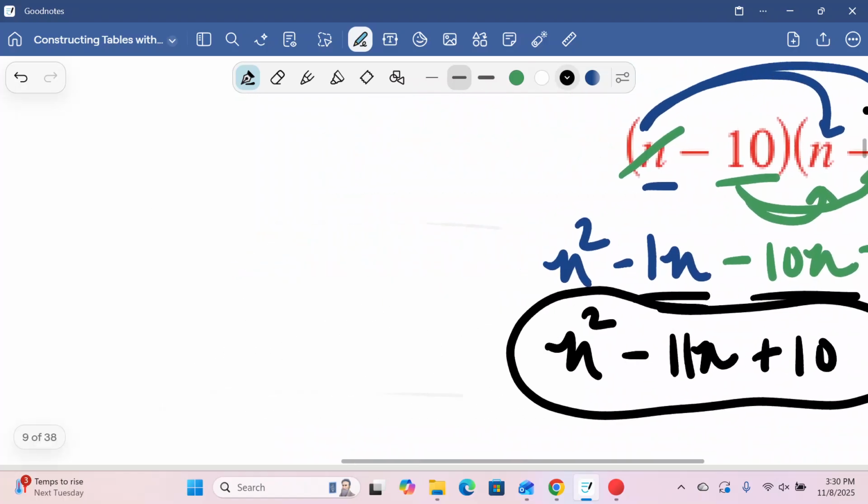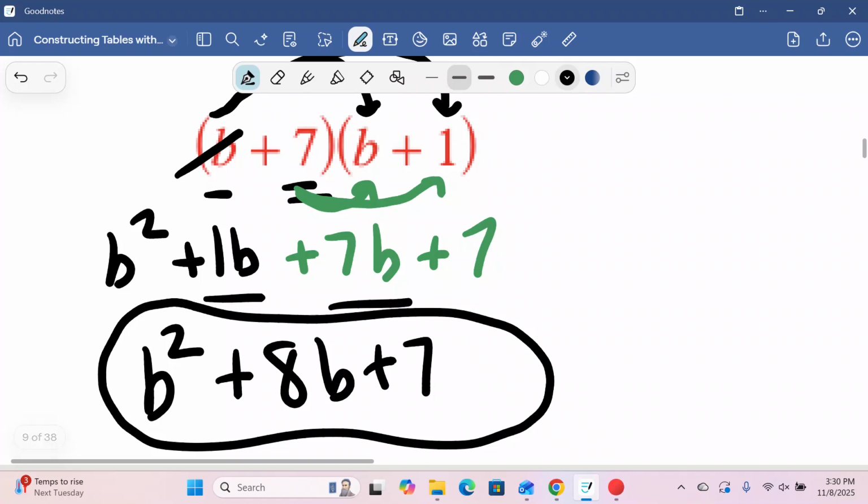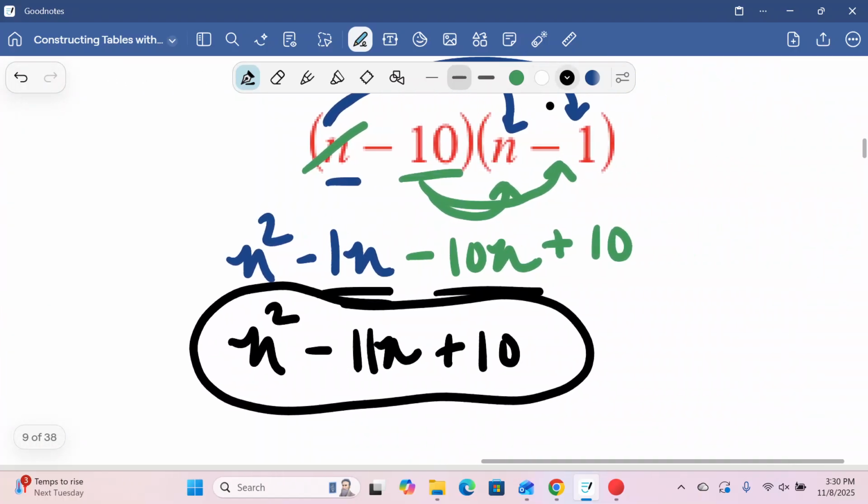And if you look at that, you're really looking at our quadratics starting to happen. You start with the b squared, you have the 8b, and you have the 7. That's really, really leading us into our quadratics that we're going to be discussing.